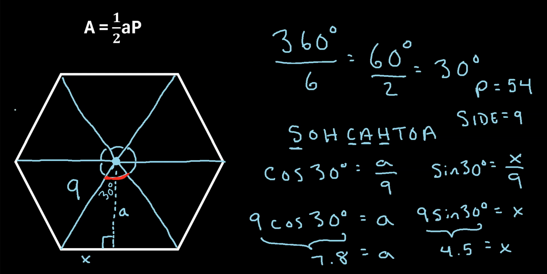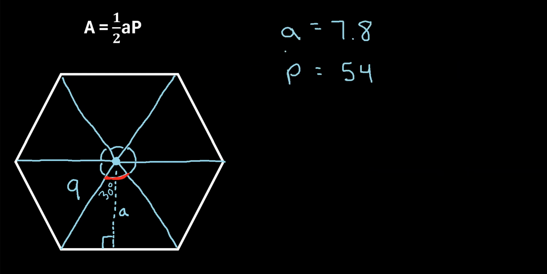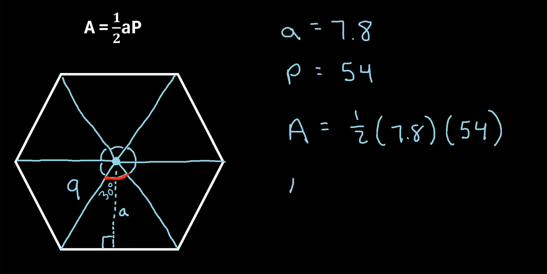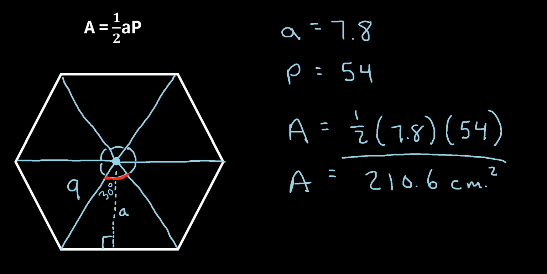So I'm going to make a little room here. Okay, so we found that the apothem is 7.8, the perimeter is 54. Now we just need to plug these into this formula for the area. So we'll say the area is 1/2 times the apothem times the perimeter. So if you punch this into a calculator, you'll find that the area is equal to about 210.6. And remember, we said the units is going to be centimeters, so we'll say centimeters squared since we're talking about area. So this is our final answer. This is how we found the area of this regular polygon using only the radius.